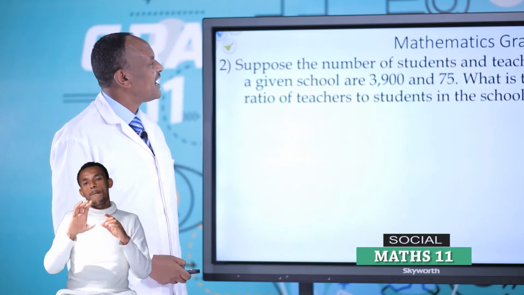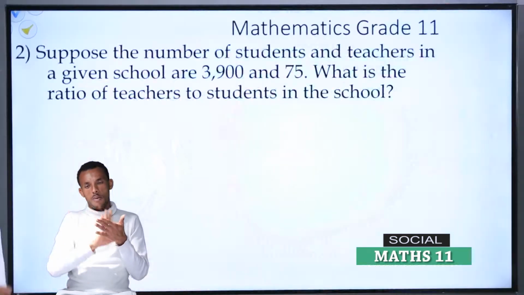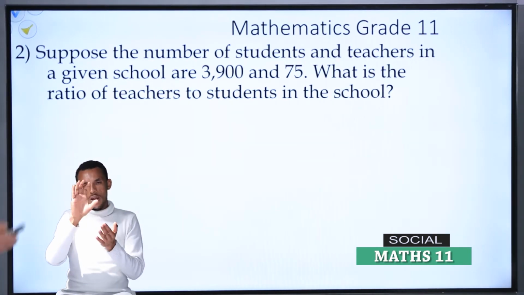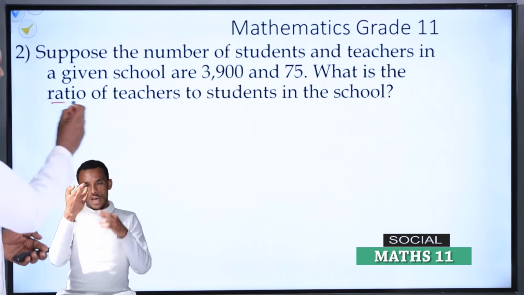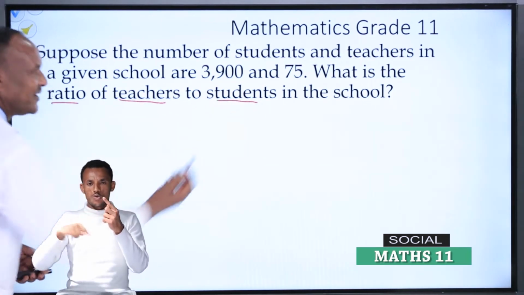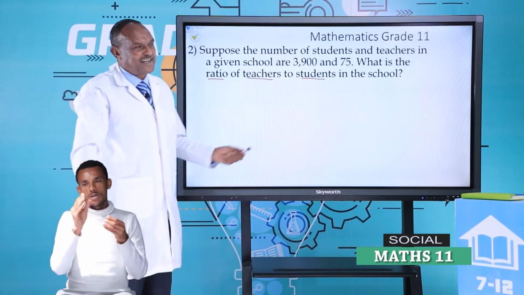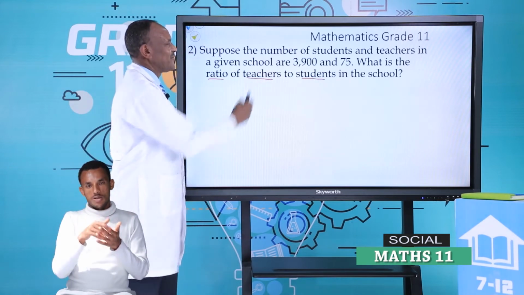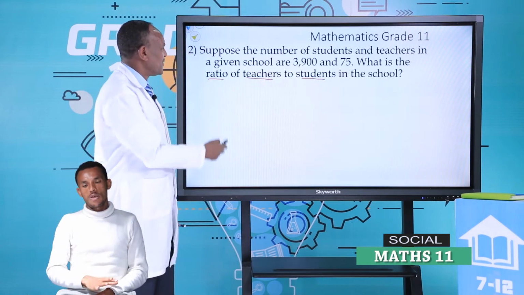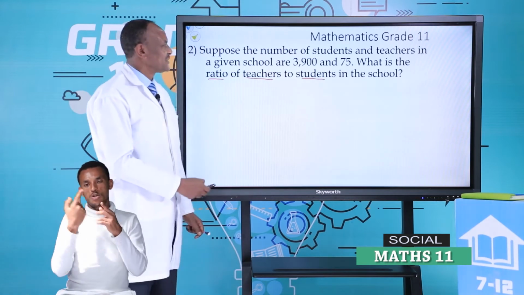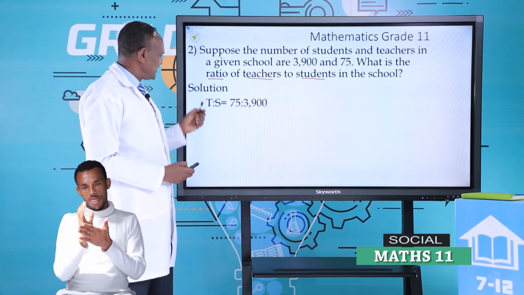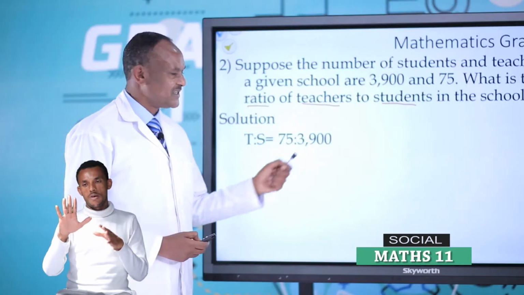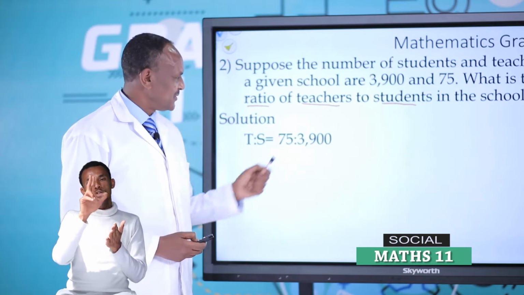Take the second example. Suppose the number of students and the teachers in a given school are 3,975. What is the ratio of teachers to students? Definitely, the number of students and number of teachers cannot be equal. So here, the number of students in the school was 3,900, and the number of teachers was 75. So what is the ratio of teachers to students? We have to take teachers to students. Number of teachers, 75. Number of students in the school, 3,900. So this is the ratio.